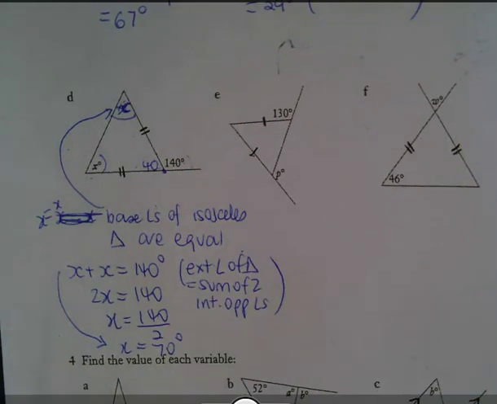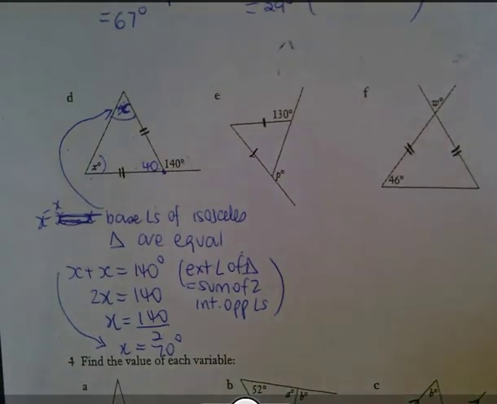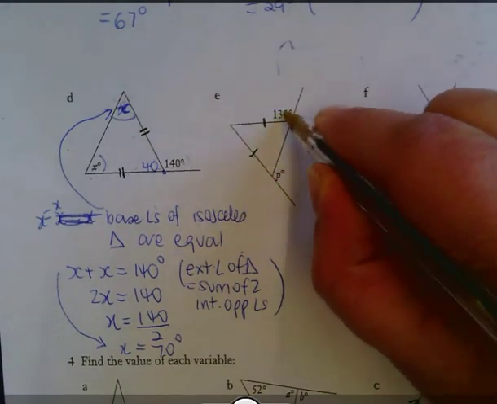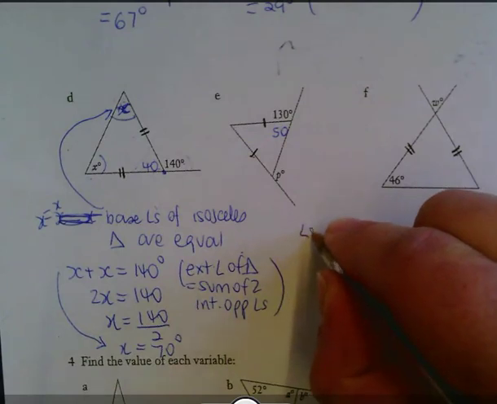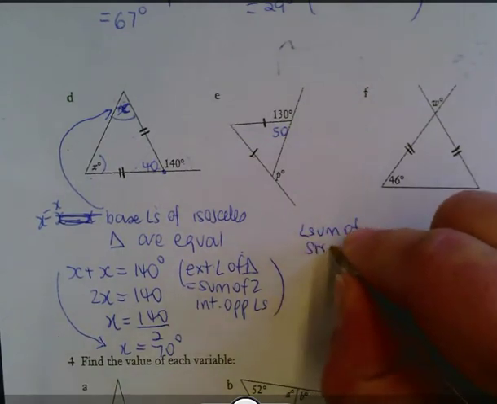Down here, what could you work out first? Angle sum of straight line. I would do angle sum of straight line here, definitely. So this is 50. So I've got angle sum of straight line.